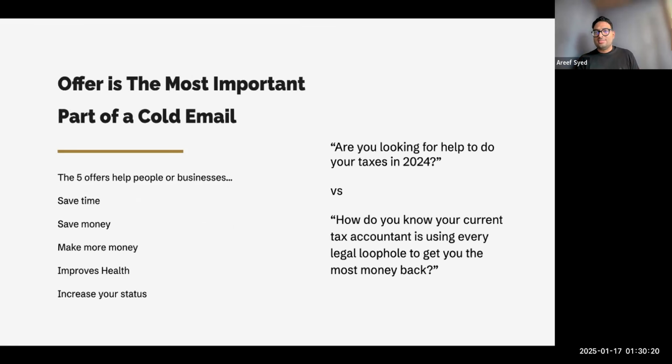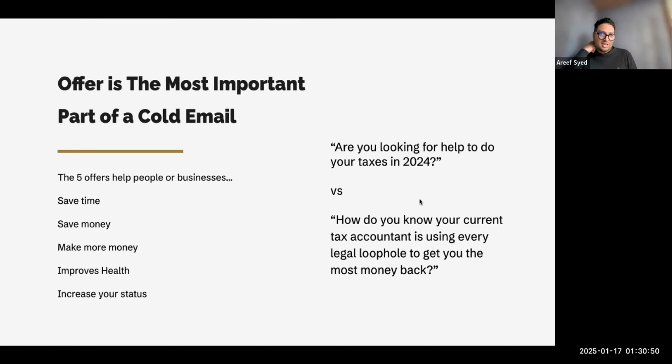Then, this is what I believe: an offer is the most important part of the cold email. Typically any offer can be categorized into these: it saves time, it saves money, it makes more money, or it improves health, or it increases your status. So out of these five, you need to figure out what your offer would be, and try reframing your offer in such a way that, for example, you have two examples right in front of you. So which one do you want to respond to?